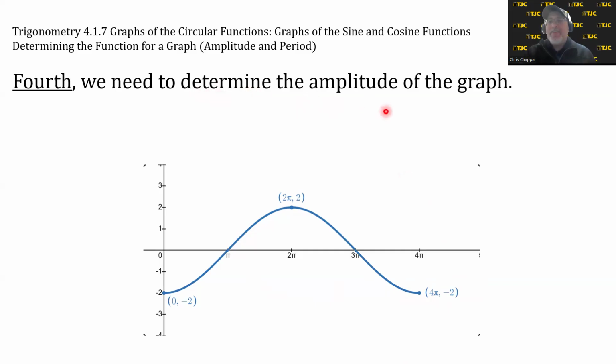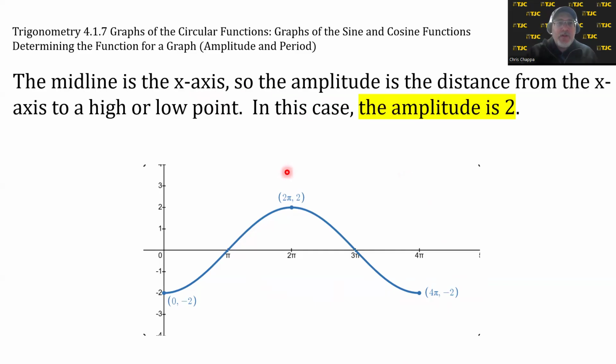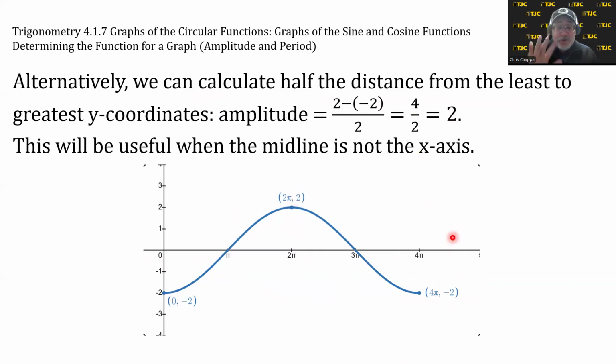Fourth, we need to determine the amplitude of the graph. The midline is the x-axis, so the amplitude is the distance from the x-axis to a high point or a low point. Either way, the amplitude is 2. Now, alternatively, we can calculate half the distance from the least to greatest y-coordinate. So the greatest y-coordinate is 2, the least is negative 2. 2 minus negative 2 divided by 2 is 4 divided by 2, which is 2. This will be more useful when the midline is not the x-axis after we've translated these graphs up or down. We can find the midline and measure from it, but really we just need the y-coordinates of the high and low points.